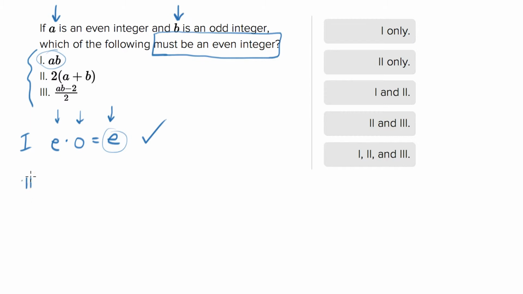Now, statement 2 says 2 times A, which is even, plus B, which is odd. So now an even plus an odd will always be odd. And you can check that again with 2 and 3 if you like. It will give you the answer 5. So now this becomes 2, which is of course an even number, multiplied by something which will always be odd. So an even times an odd, again, will always be even. So statement 2 is always even.